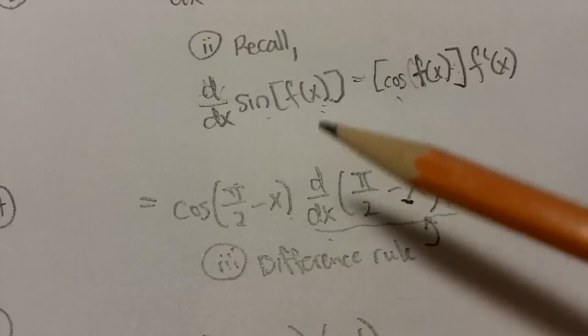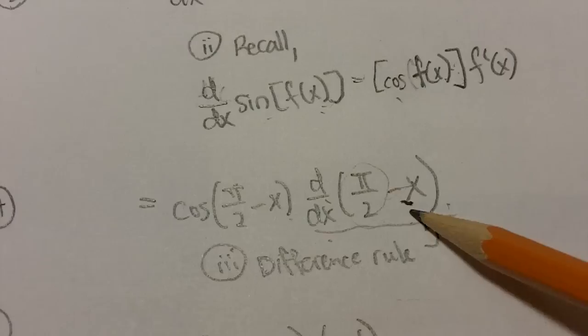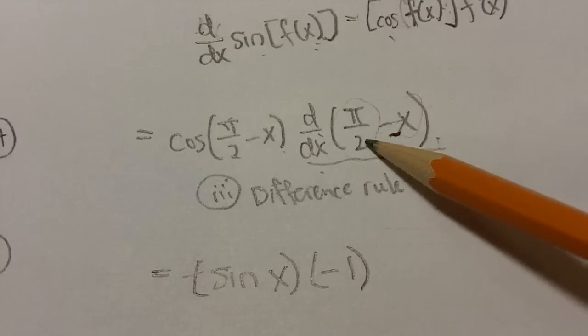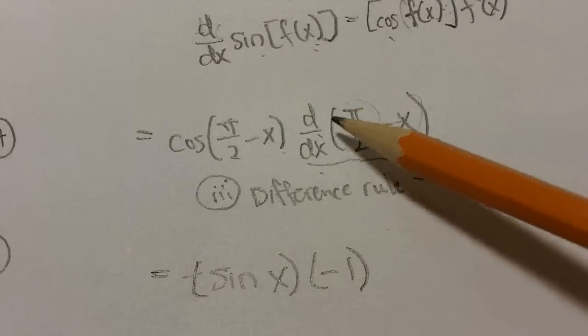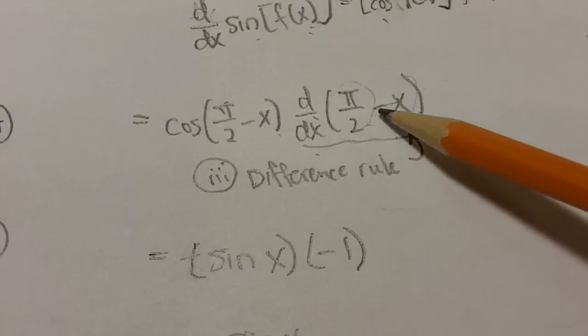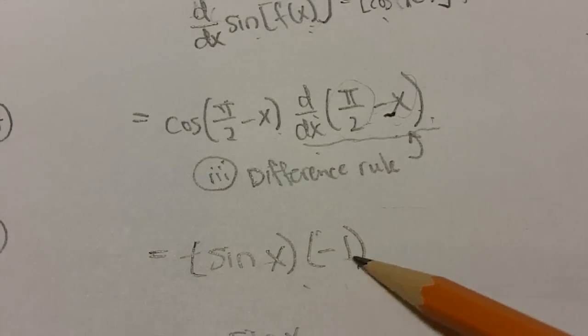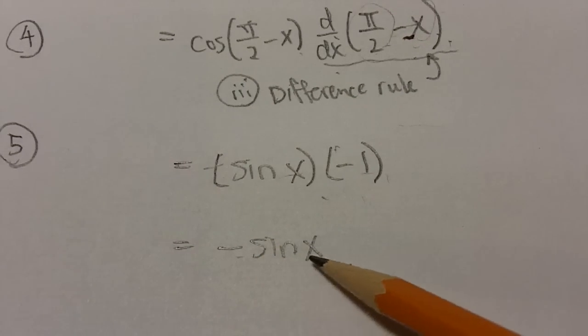Remember the difference rule? You take the derivative of this one and minus the derivative of that one. Derivative of pi divided by 2 is 0, and derivative of x is 1. Well, negative 1 in this case. Then you get sine x times negative 1, which will give you negative sine x.